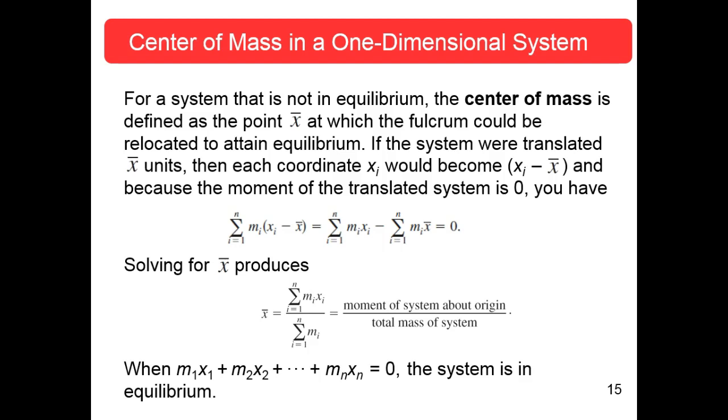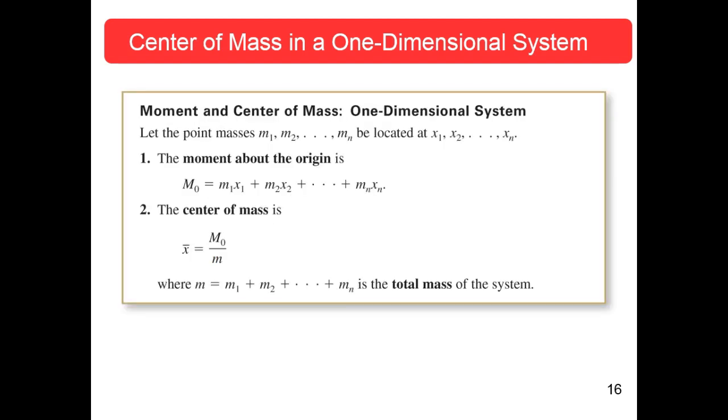For a system that is not in equilibrium, the center of mass is defined at the point. Wait, we've already done that. I thought I had turned the page here. Okay, so here's our definition of center of mass. By the way, this is top of page 496. Moment and the center of mass, one-dimensional system. We're only dealing in one dimension here. Let the point masses m1, m2, up to m sub n be located at these positions, x1, x2, up to x n.